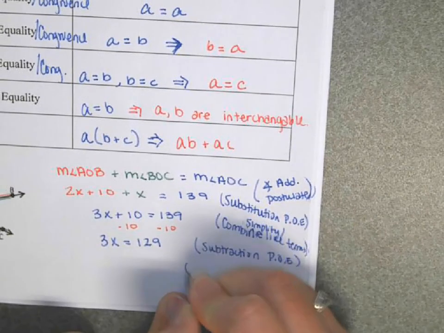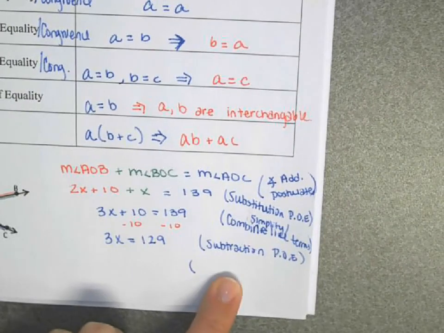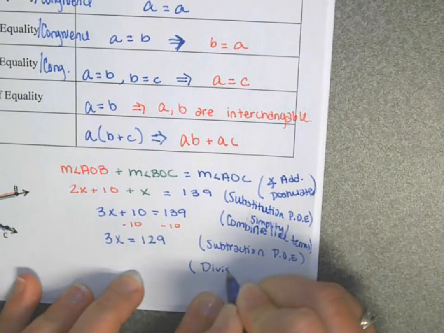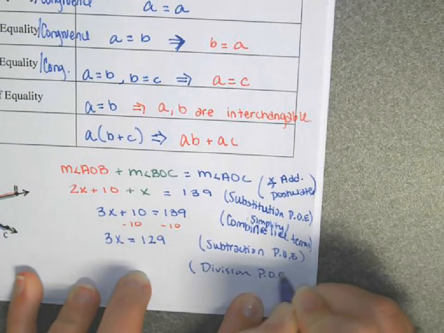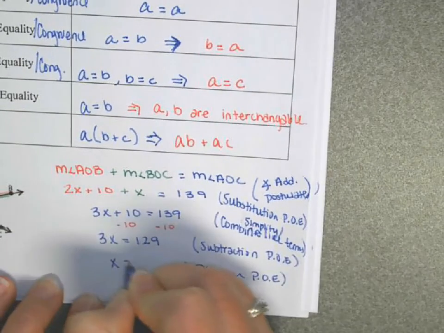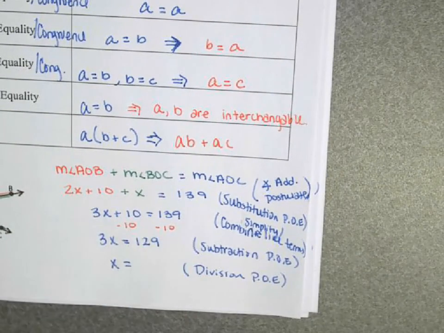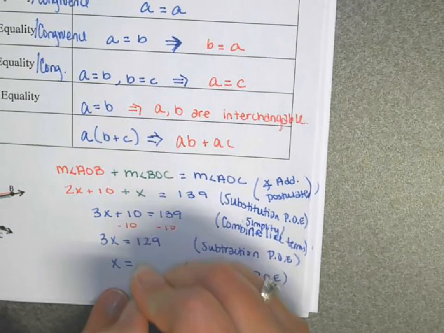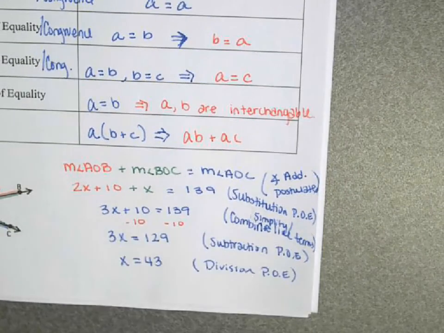I'm going to divide. So what's my reasoning going to be? Division property of equality. And I'm going to get x is what then? When I divide by 3 on both sides, I get x is, anyone have a calculator? 43? And there I go. I finished my problem.